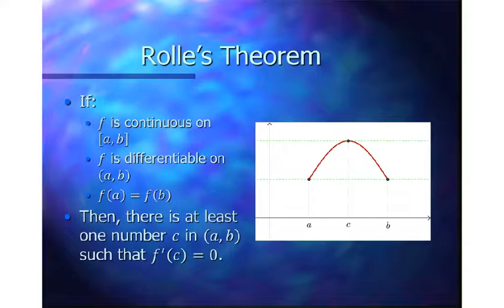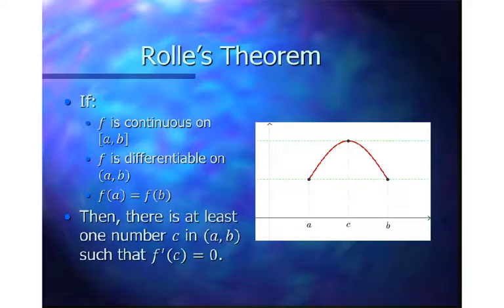Rolle's theorem has three conditions. It says if we are given a function f, and f is continuous on the closed interval from a to b, and f is also differentiable on the open interval from a to b, and finally that f(a) equals f(b), if all three of those conditions are met, then there has to be at least one number c in that interval from a to b such that f'(c) equals 0.